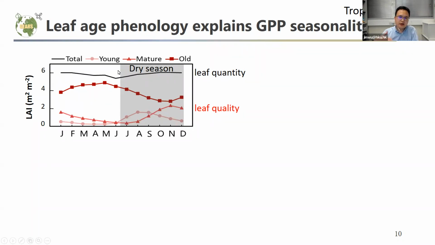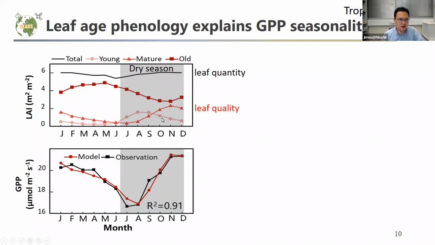At the same time, we can break the leaf area index at the ecosystem scale into different age cohorts, like young, mature, and old, three age classes. We expect tropical evergreen forests, right, to be evergreen, so leaf area index shows really small seasonal variation. But when we move on to the age cohorts, we found there is really large variation of the leaf age dynamics, especially in the dry season.